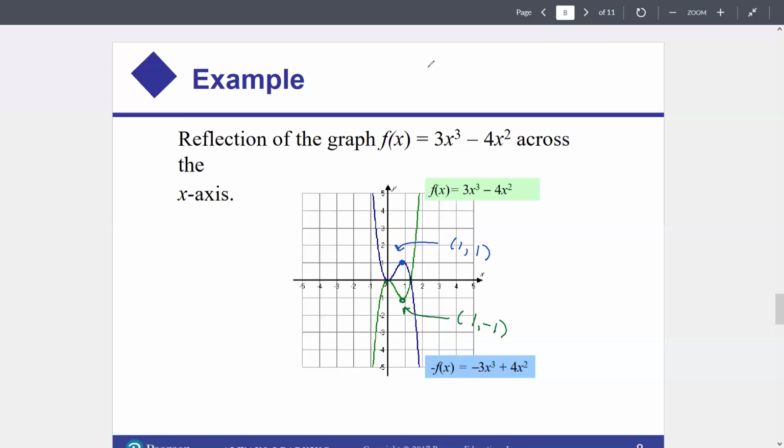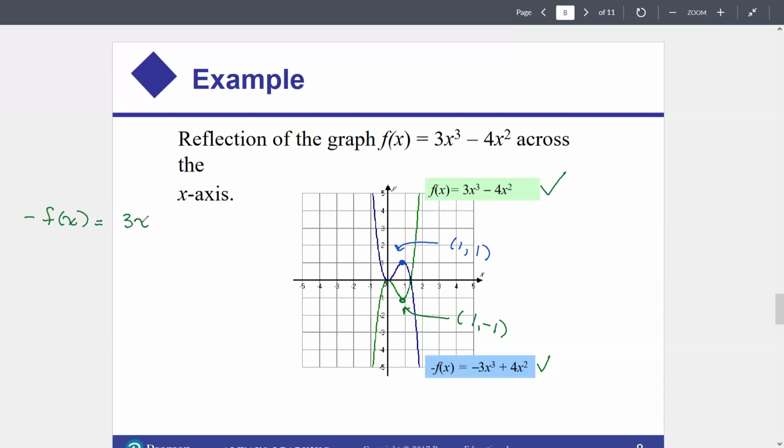All right, so this is just examples with a little more complex looking functions. So this is 3x cubed minus 4x squared. The green is the original function. It has a point here at 1, negative 1. When I do my reflection right here, I'm doing a negative out front to express what this is. So this is negative out front.